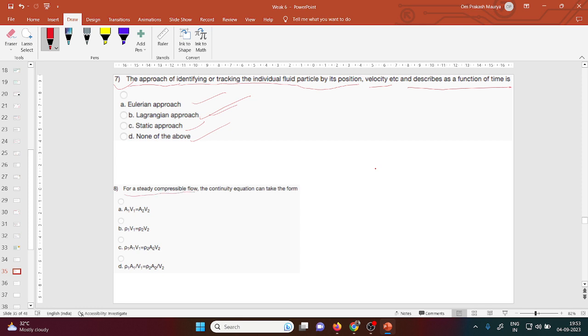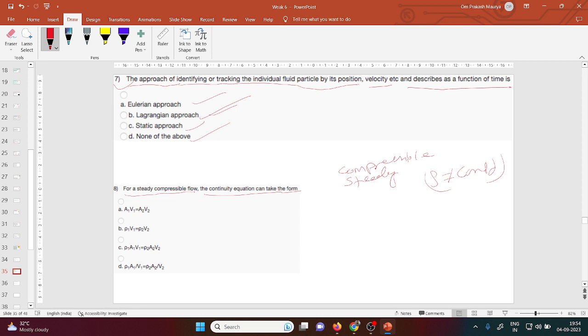For the steady compressible flow, which continuity equation can be taken? The compressible flow is given here, as you all know. And one thing is steady. So in case of compressible flow, the density is not constant. So which equation will be applicable for this? Option A, sir. Option A is not correct because your density is not changing.